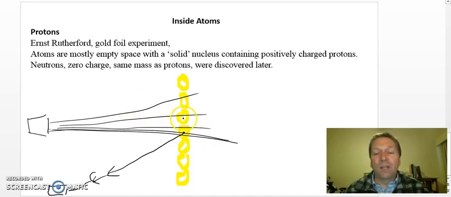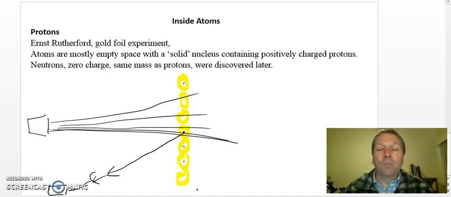So the atom is actually mostly empty space, which is where the electrons are going around the outside, and inside there's a tiny little nucleus, really, really small. But that's where all the mass of the atom really is, and the rest of the atom is empty space.